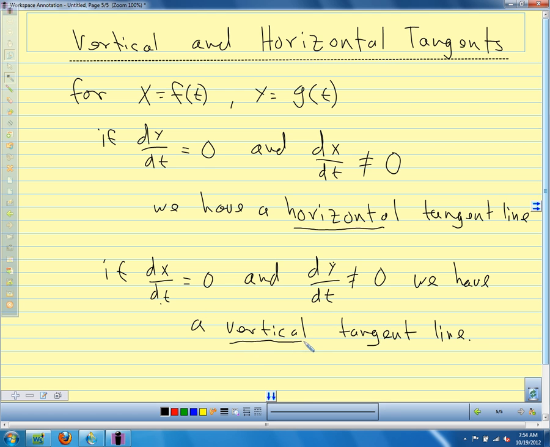And when I think of these, I always think of them kind of physically. If dy/dt is 0, we're not going up and down, and dx/dt is not 0, so we're going side to side. So we're not going up and down, but we're going side to side, so we have to have a horizontal tangent line. And if dx/dt is 0, we're not going side to side, and dy/dt is not 0, so we have to be going up and down, so we have a vertical tangent line. That's how I keep these two straight. So these are the conditions for our vertical and horizontal tangent lines. Questions on that?